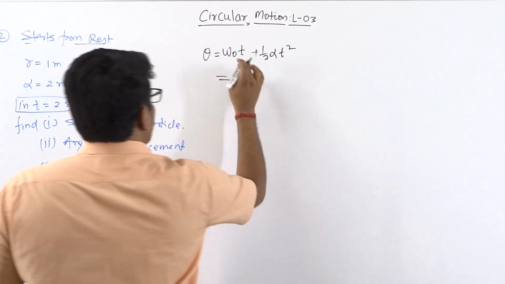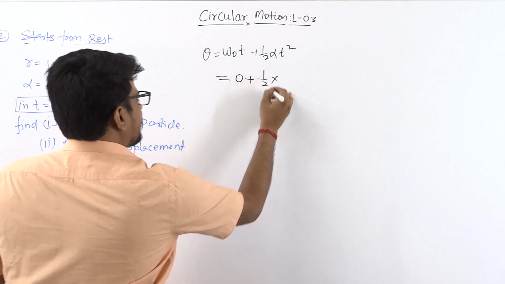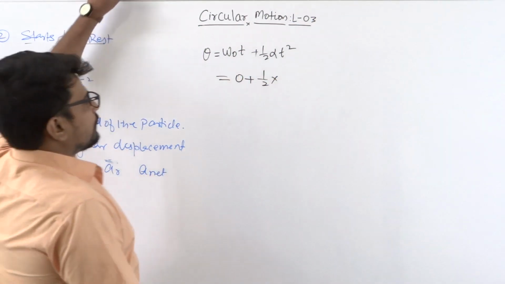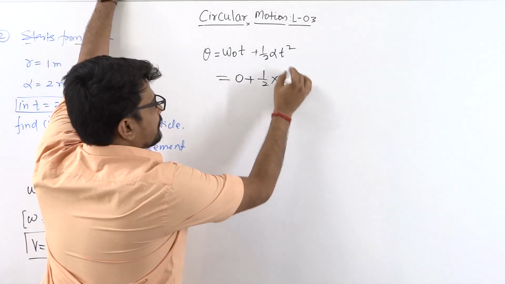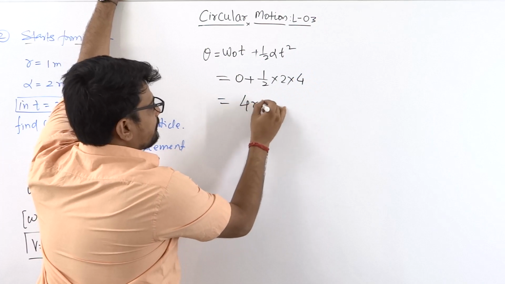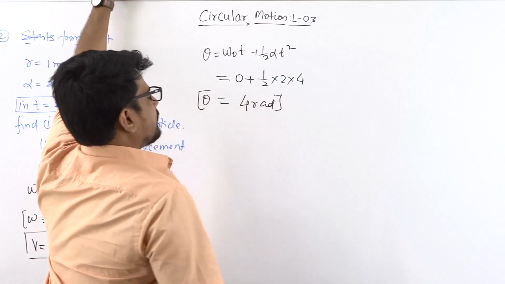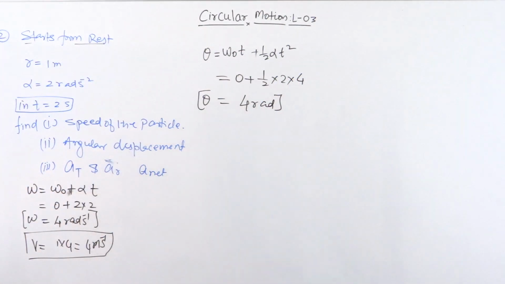So omega naught is 0. So this part is going to be 0 plus half of alpha. Guys, what is the value of alpha? Which is 2. So alpha is going to be 2. Time is 2. 2 square is 4. That means theta is going to be again 4 radian. क्या बात है? हमारे सारे आंसर्स 4 4 4 ही आ रहे हैं. ये तो चमत्कार से कम है नहीं, है ना.